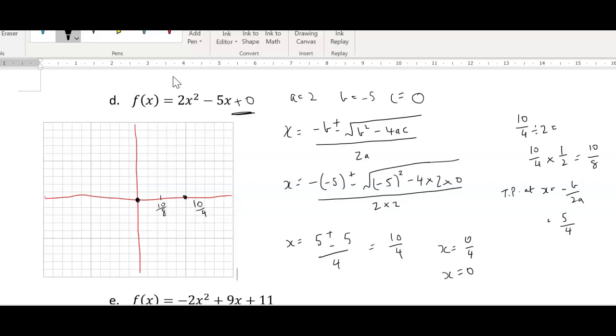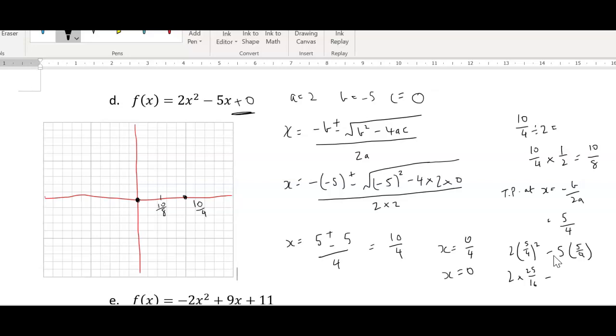I'll do 2 times 5 over 4 squared minus 5 over 4. All right, so when you square a fraction, you square the top and the bottom. So we're going to have 2 times 5 squared, which is 25. Oops, why did I write 24? Just bear with me. And 4 squared is 16.